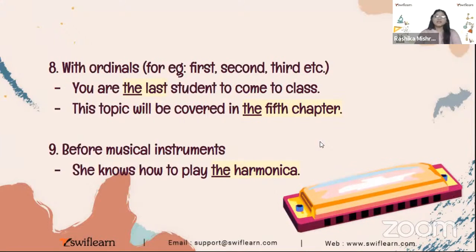Now, eighth condition. Definite article is used with ordinals. What are ordinals? For example, first, second, third, fourth, fifth, like this. So if we have ordinals in a sentence, we always use definite article before it. For example, you are the last student to come to the class. So last is an ordinal now. That is why we have used the before it.